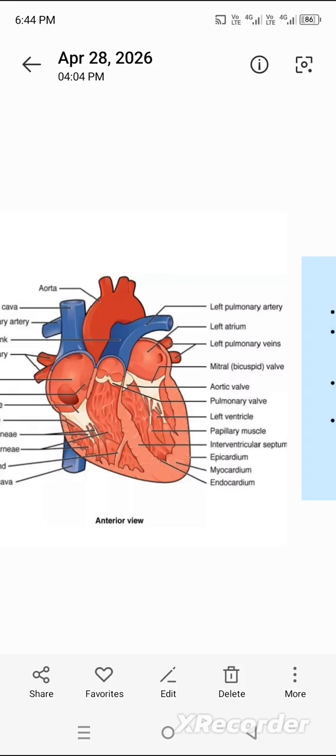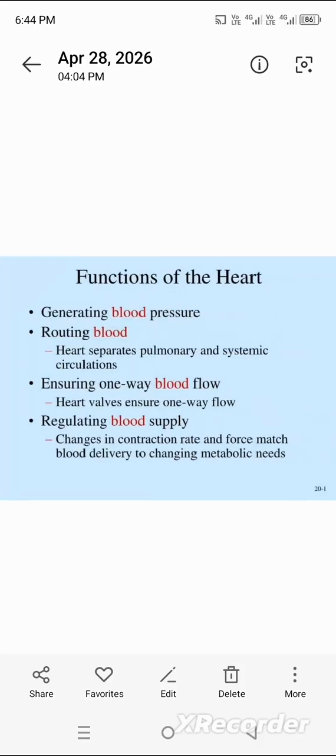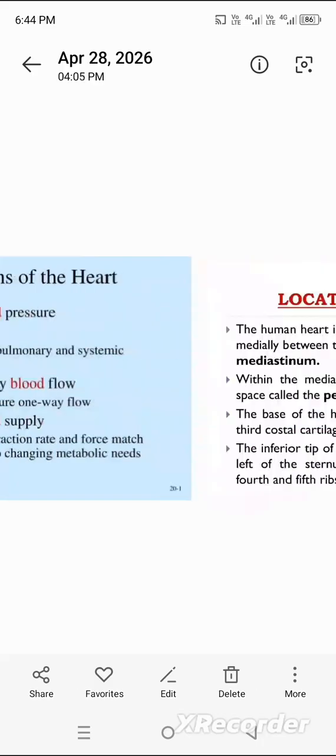Functions of the heart are: it helps to generate blood pressure, helps to pump blood. Mainly, it helps to separate the pulmonary as well as systemic circulation, and it helps to ensure one-way blood flow. That means it prevents the regurgitation of the blood and helps to regulate blood supply. So, by the help of contraction, it helps to force blood to various parts of the body.